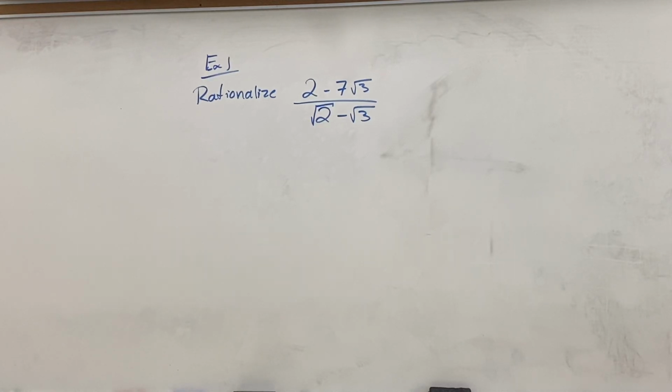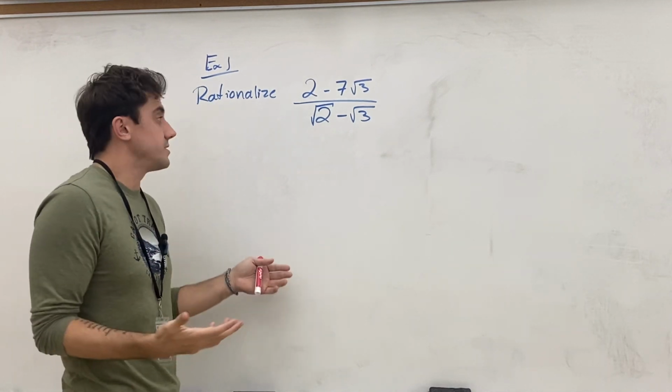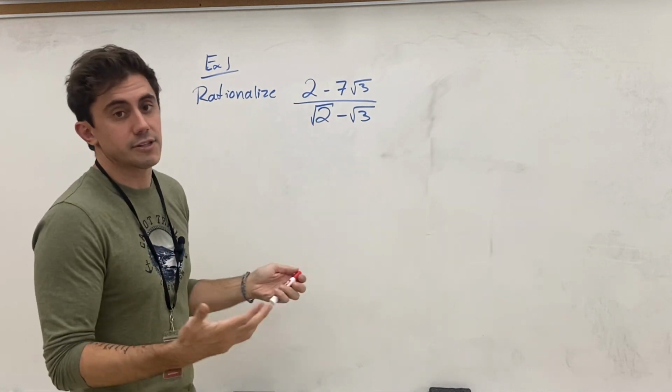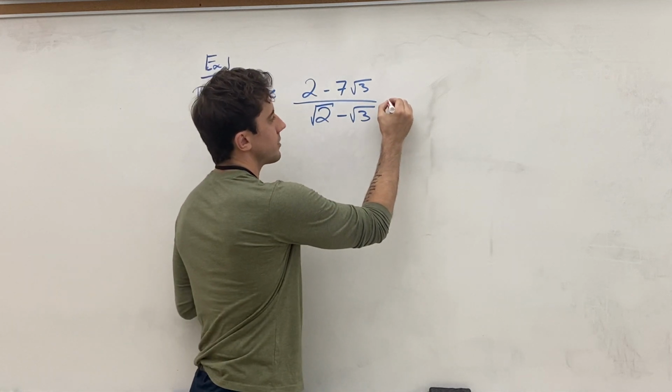Good afternoon, everyone. Today we're just going to do a problem rationalizing an expression that has radicals in the denominator, which is something we never want to finish with. So we're going to try to get rid of both radicals that are in our denominator. So anytime we have something like this, what we're going to do is multiply by the conjugate.